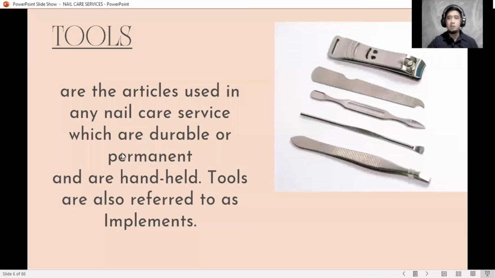Let us start. The first one is, what are tools? Tools are the articles used in any nail care services, which are durable or permanent. These are also handheld tools and also referred to as implements. So when we talk about tools, the keyword is handheld. We can hold it, okay? And these are durable and permanent as well. So you can see the word implements. When you hear or read the word implement, it talks about the tools. So let's start with discussing the different tools that we have in nail care services.